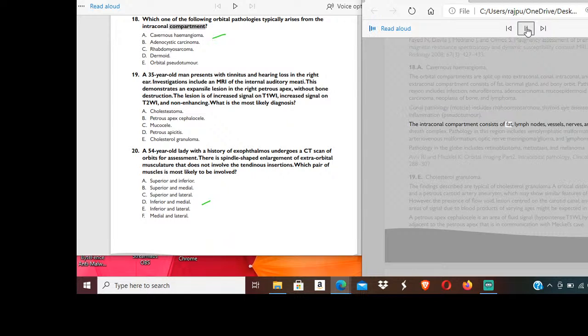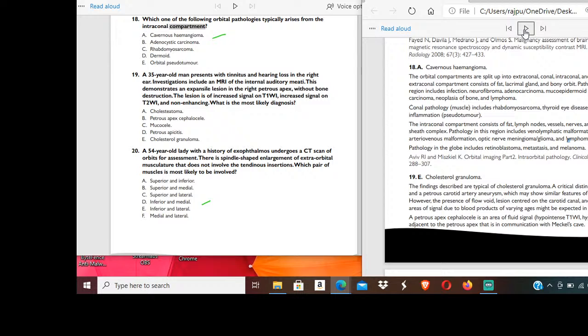The intraconal compartment consists of fat, lymph nodes, vessels, nerves, and the optic nerve sheath complex. Pathology in this region includes venous lymphatic malformation, hemangioma, arteriovenous malformation, optic nerve meningioma/glioma, and lymphoma. Pathology in the globe includes retinoblastoma, metastasis, and melanoma. Aviv RI and Miszkiel K. Orbital imaging part 2, intraorbital pathology. Clinical Radiology.